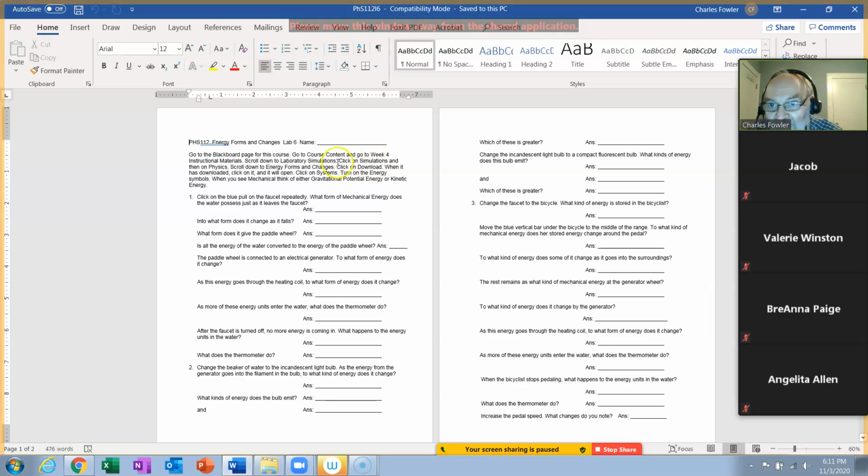Click on simulations and then on physics. So here we are doing that. I'm going to click on simulations, then physics. Scroll down to energy forms and changes. Click on download. Actually, you don't have to do that. You can hit this triangle in the circle. It goes straight there. When it is downloaded, click on it. It will open, and click on system. So I hope you're getting all this down. Turn on the energy symbols, and when you see mechanical, think gravitational potential energy or kinetic energy. They're using mechanical for either one of those. Okay, so that's where we're heading.